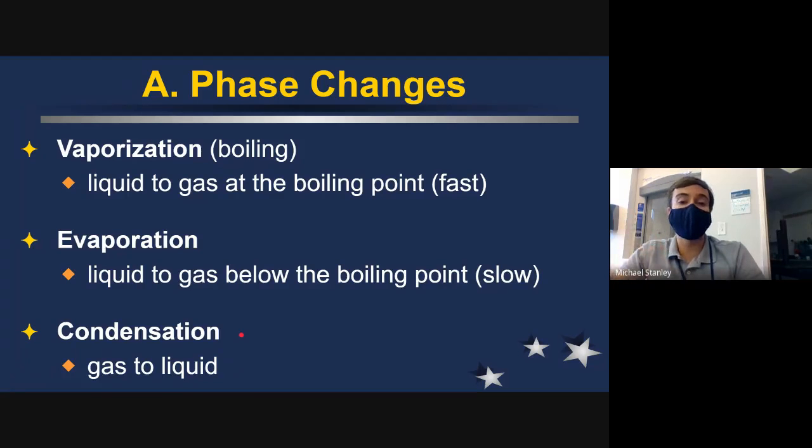So those are kind of the most common phase changes, the ones that you guys probably have experienced throughout your lifetime, even though you may not have realized it or known that that's what it was called. But there is another set of phase changes that are a little bit more rare. They're not quite as common, but in my opinion, they're just as, if not more, cool.